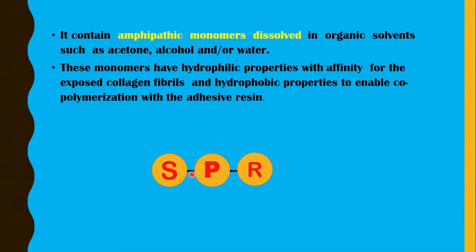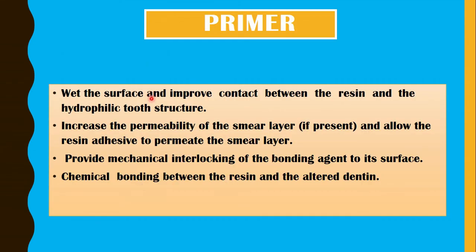Right. So one end attaches to the smear layer and promotes the adhesion to dentin, and the other end creates adhesion to the resin. Thus they are called the amphipathic monomers. So this primer wets the surface and improves the contact between the resin and the hydrophilic structure.